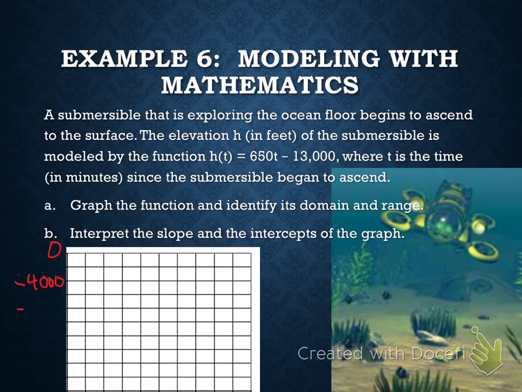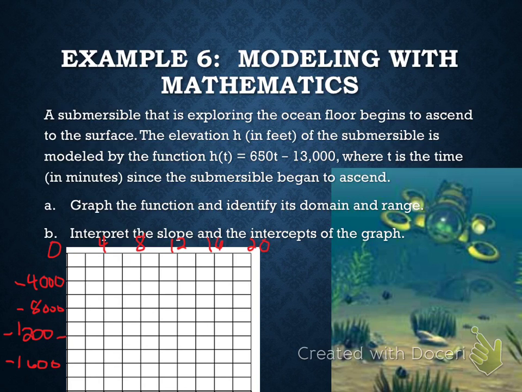So this is negative 8,000. This one's negative 12,000, 14, and negative 16,000 right there. We're going to have our time lapse. I'll just say each box is 2 minutes, so there's 4, 6, 8, 10, 12, 14, 16, 18, 20.